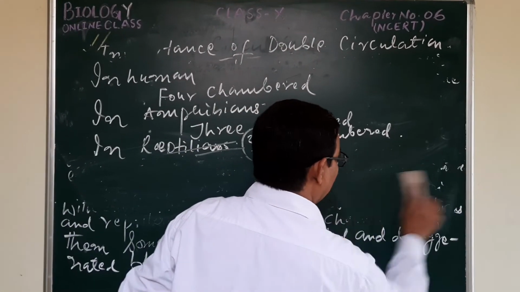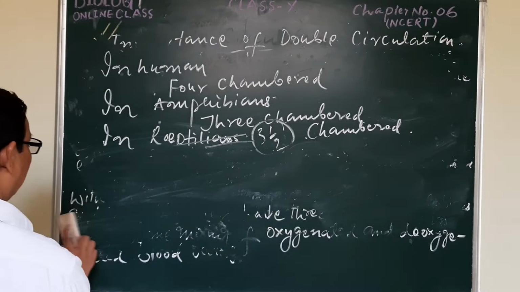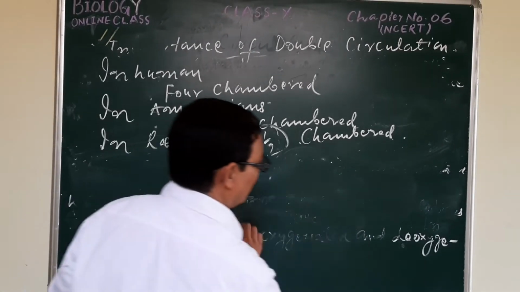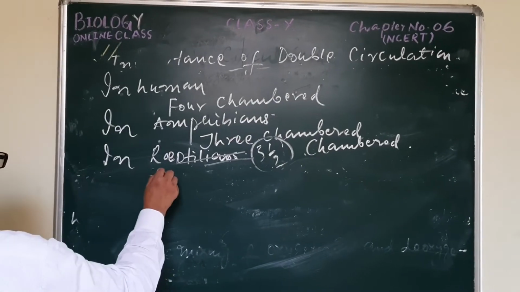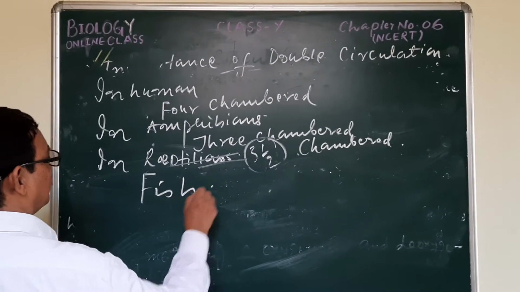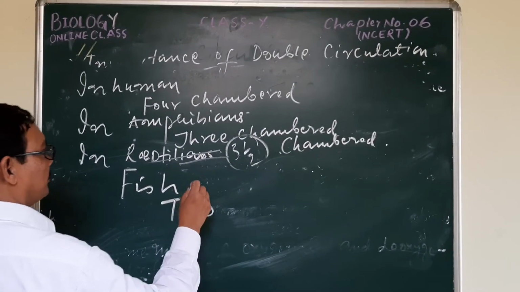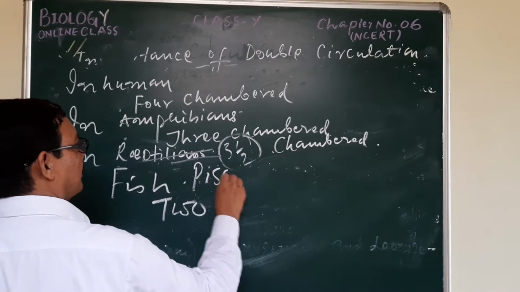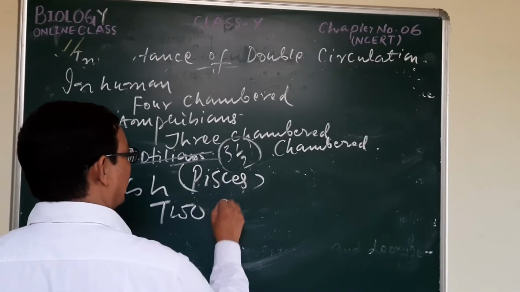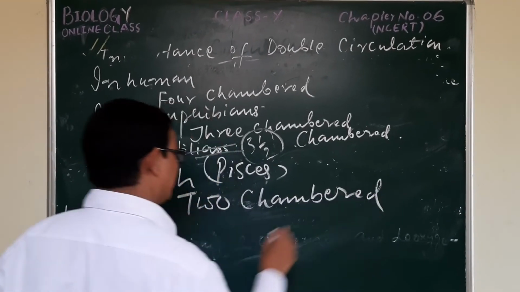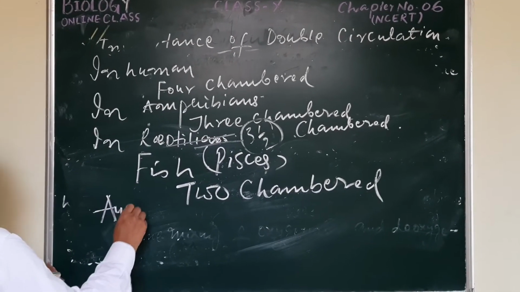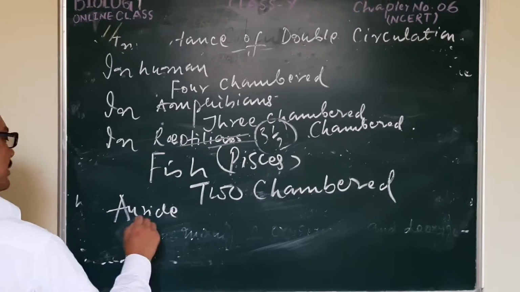But in the case of fish there is only a 2 chambered heart. Fish, Pisces, have a 2 chambered heart, that means 1 auricle and 1 ventricle.